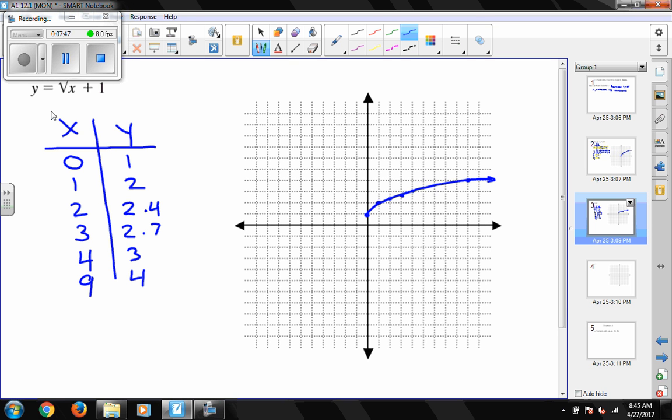So same process. Really, if you look at this 1 here, all it did was move that square root function up 1. So that's one way you can kind of check yourself. I'm not going to specifically ask you what does it do, but just so you're aware, that's what that plus 1 at the end of that is going to do.